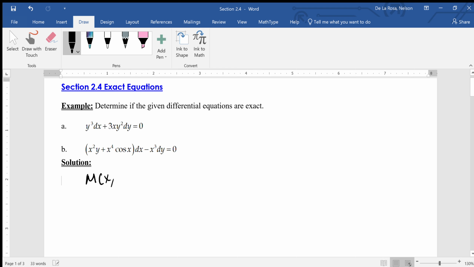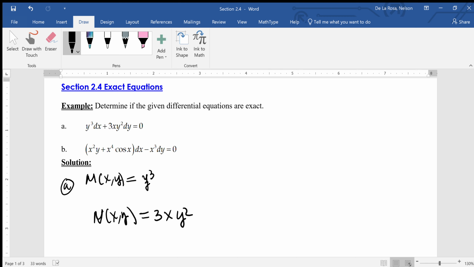M of x comma y. Well, M of x comma y is that expression multiplying dx. So in this case it is y to the third. And this is part A. And then N of x comma y would be that expression multiplying dy, which is 3x y squared.